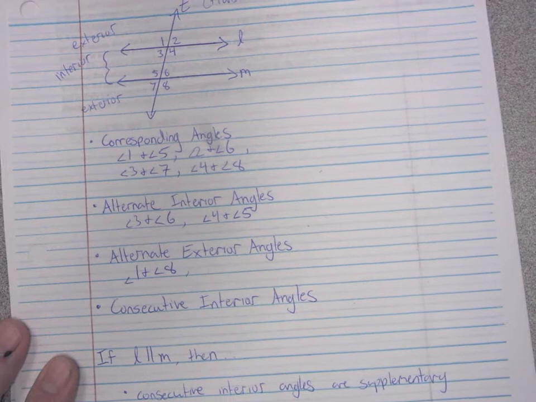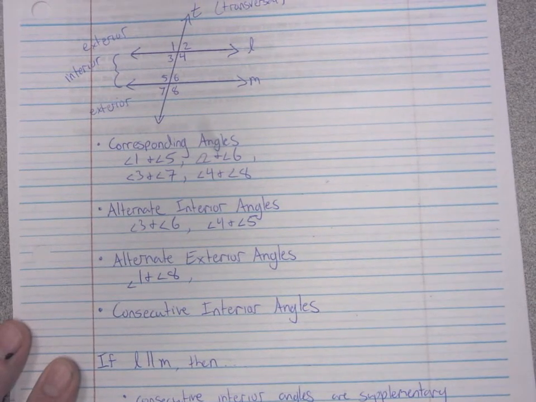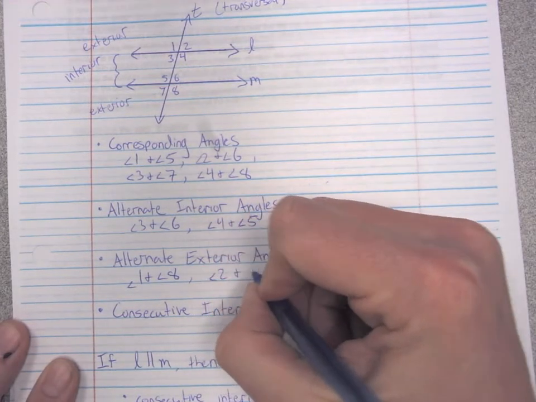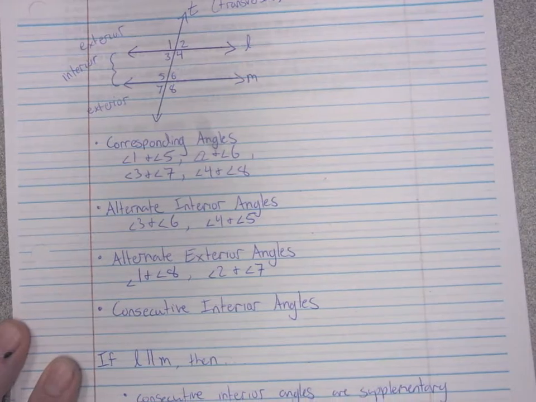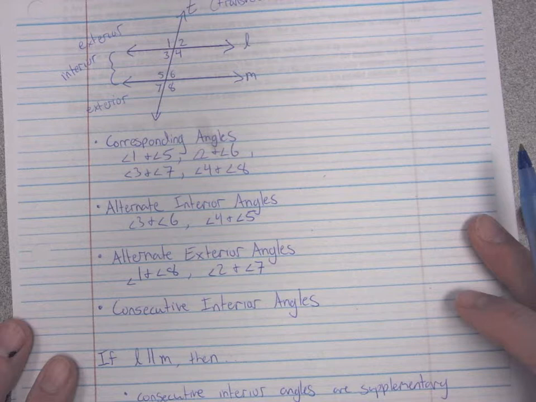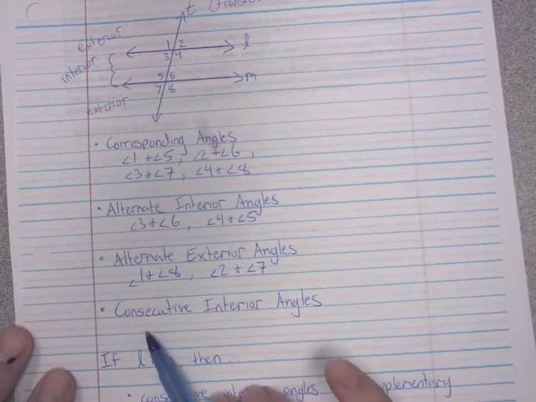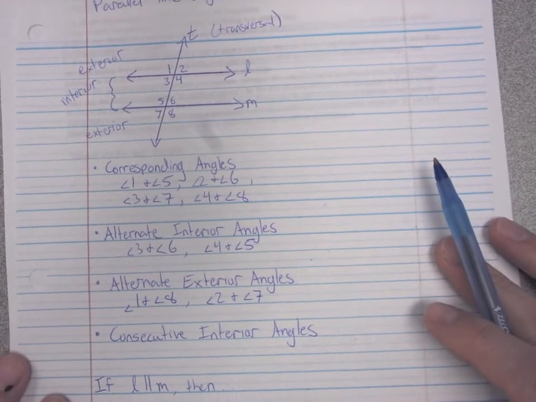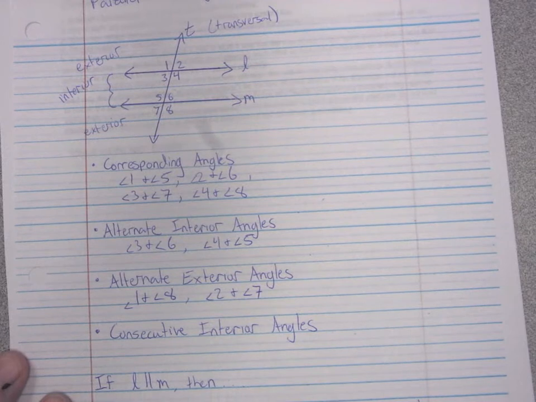Okay? See if you can figure out what the other pair is. If you said angle 2 and angle 7, you are correct. So 2 and 7 are alternate exterior angles. Okay? And then the last one here is consecutive interior angles. Consecutive in this context means they're on the same side, and interior means they're in the interior.